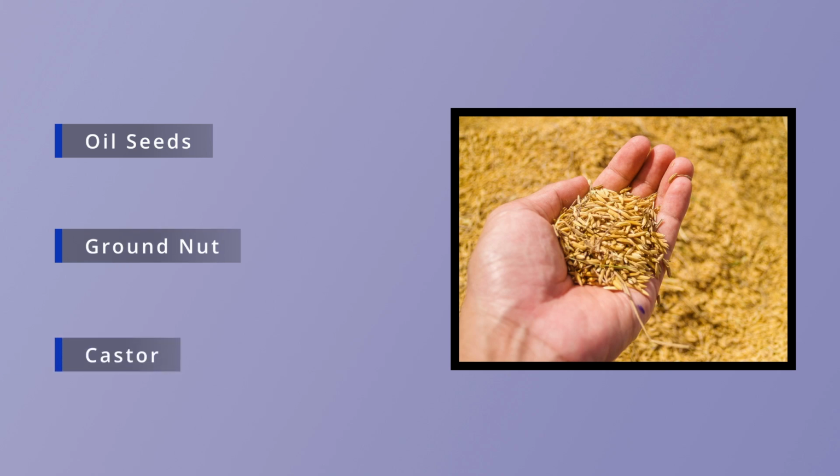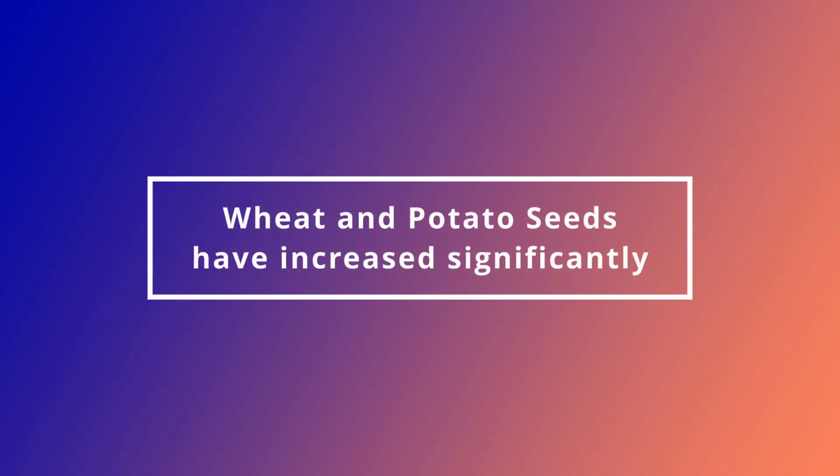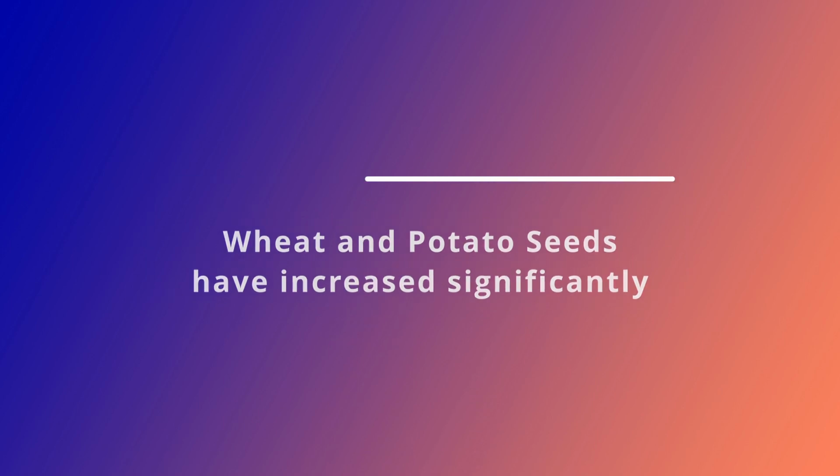Now if you disaggregate the saved seed, we can see that in case of oilseed, in case of groundnut and castor, the saved seed has not actually increased. Over time, the amount of saved seed is reduced for this type of agricultural product. On the other hand, the seed for wheat and potato has increased significantly. That means these two productions are growing successfully and other productions are not so successful.